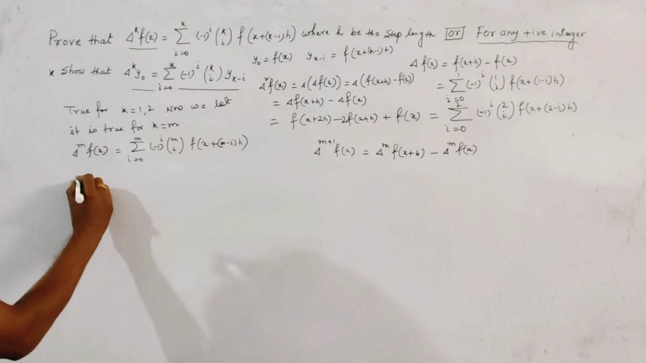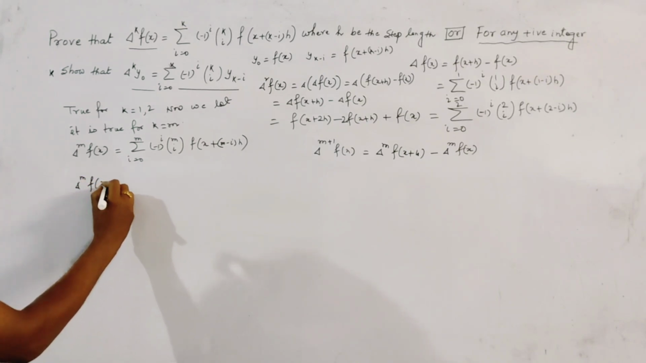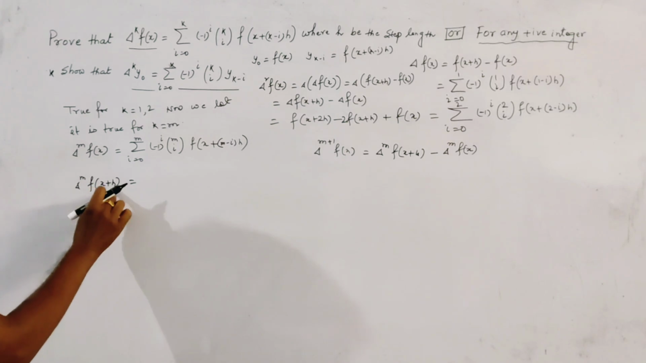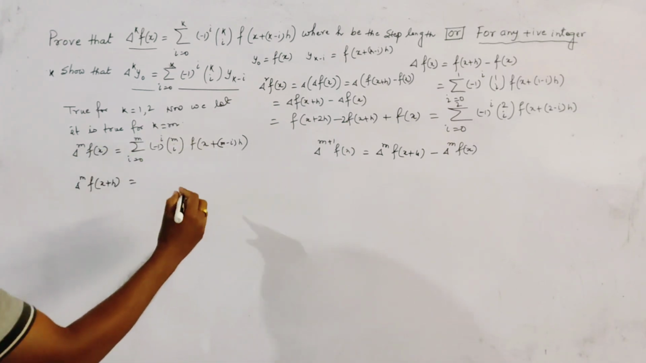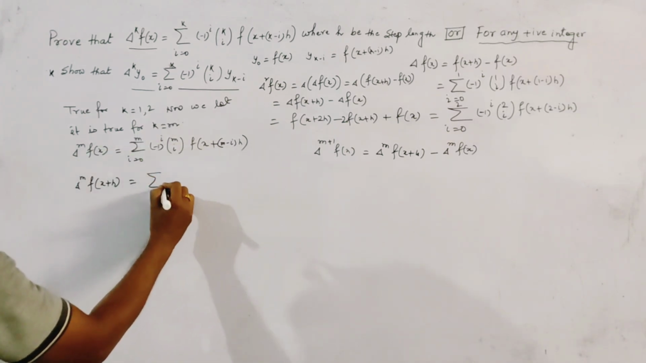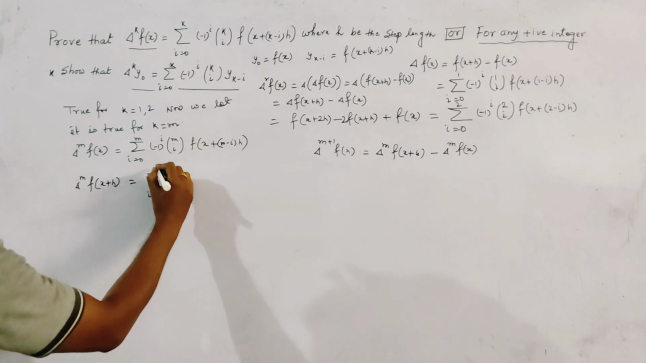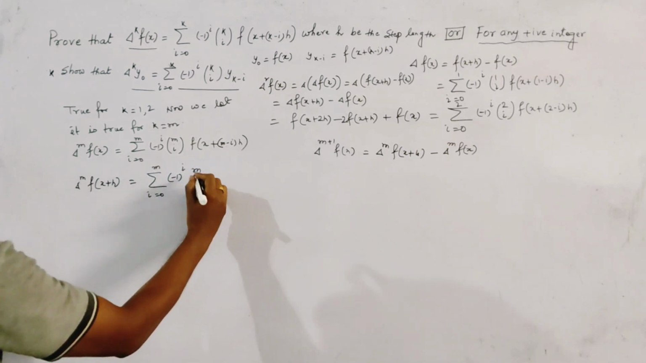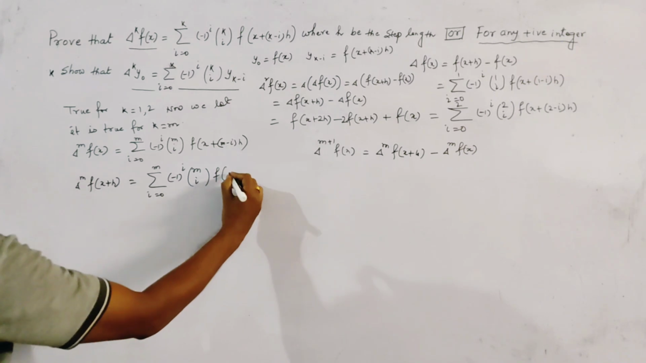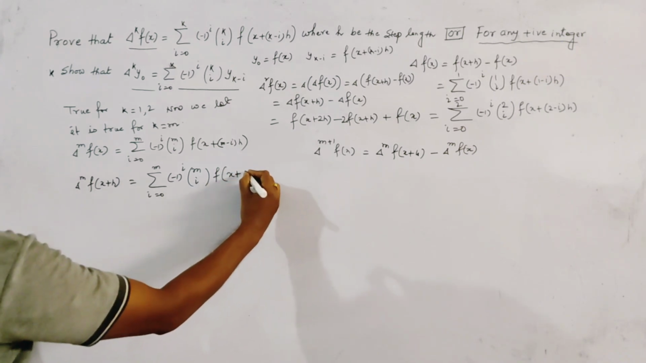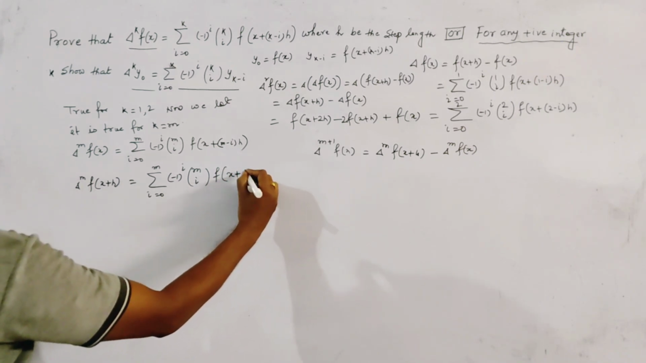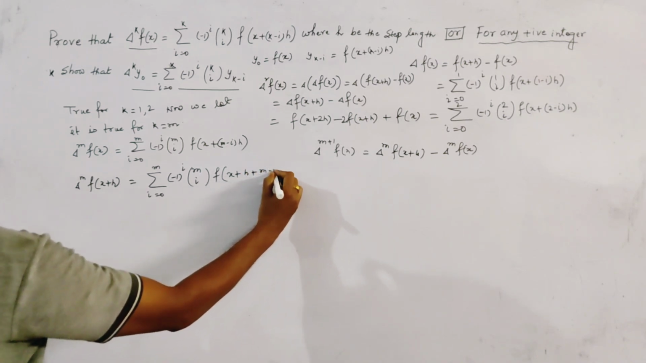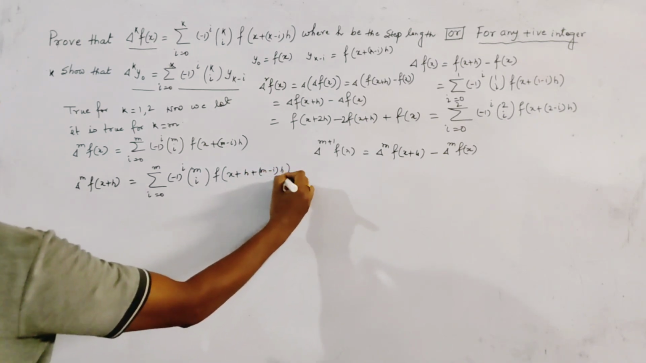Now we write delta to the power m f of x plus h. Then we put x plus h in place of x here. So we get summation i equal to 0 to m, minus 1 to the power i, m c i, f of x plus h plus m minus i into h.